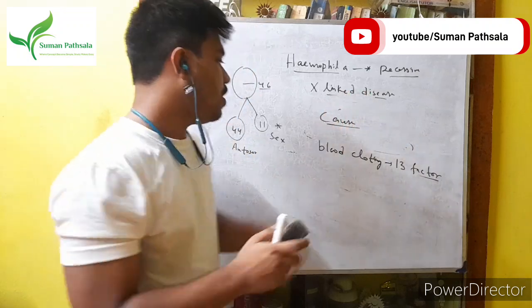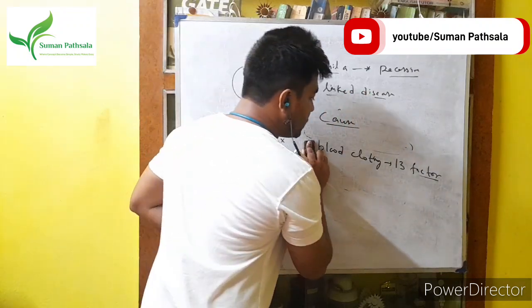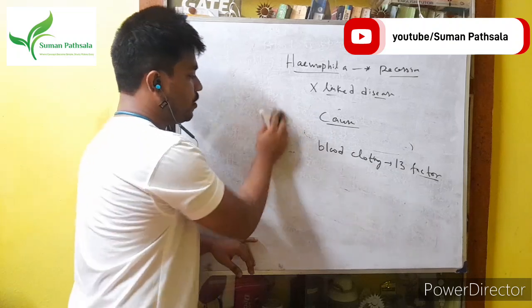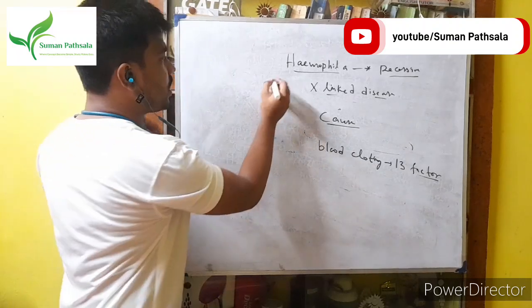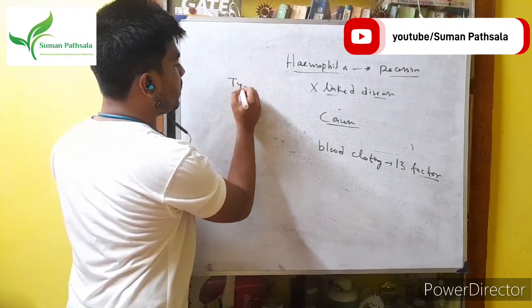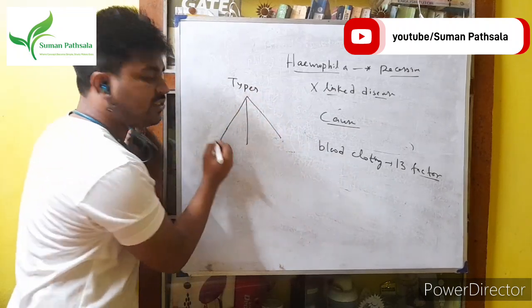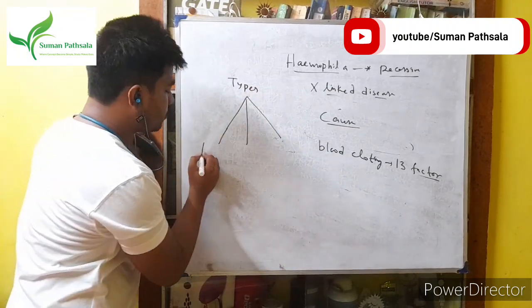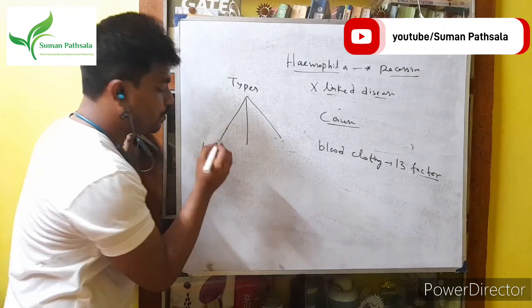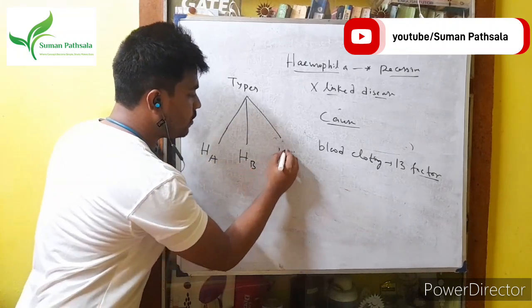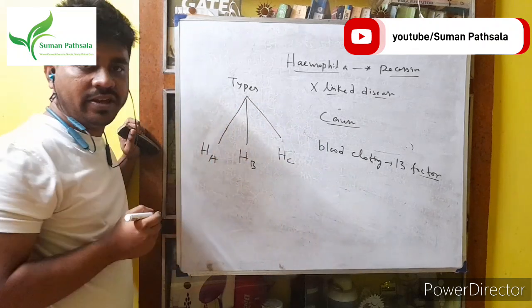Clear? Now I just write here what are the types of hemophilia. We have to understand, what are the types? I write here the types. Generally there are 3 types of hemophilia. First one is called hemophilia A, second one is hemophilia B, and third one is hemophilia C.